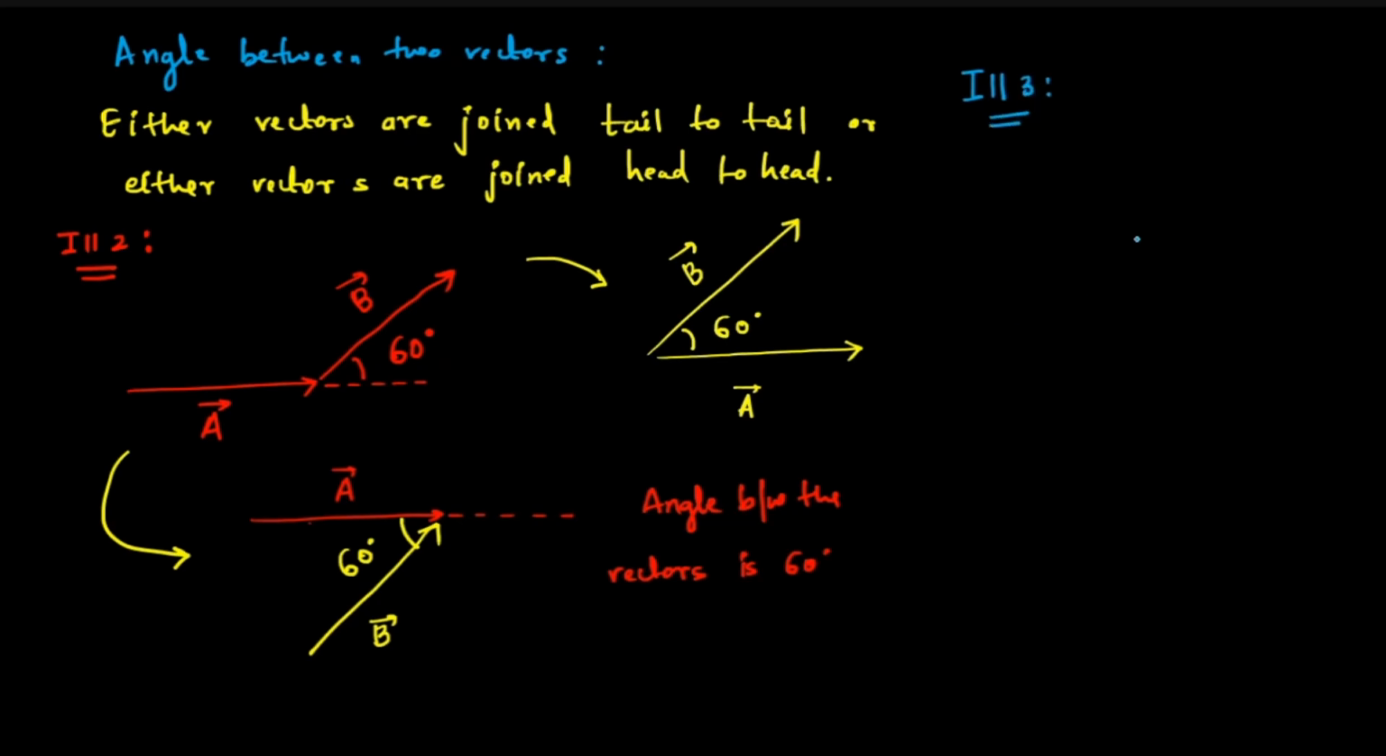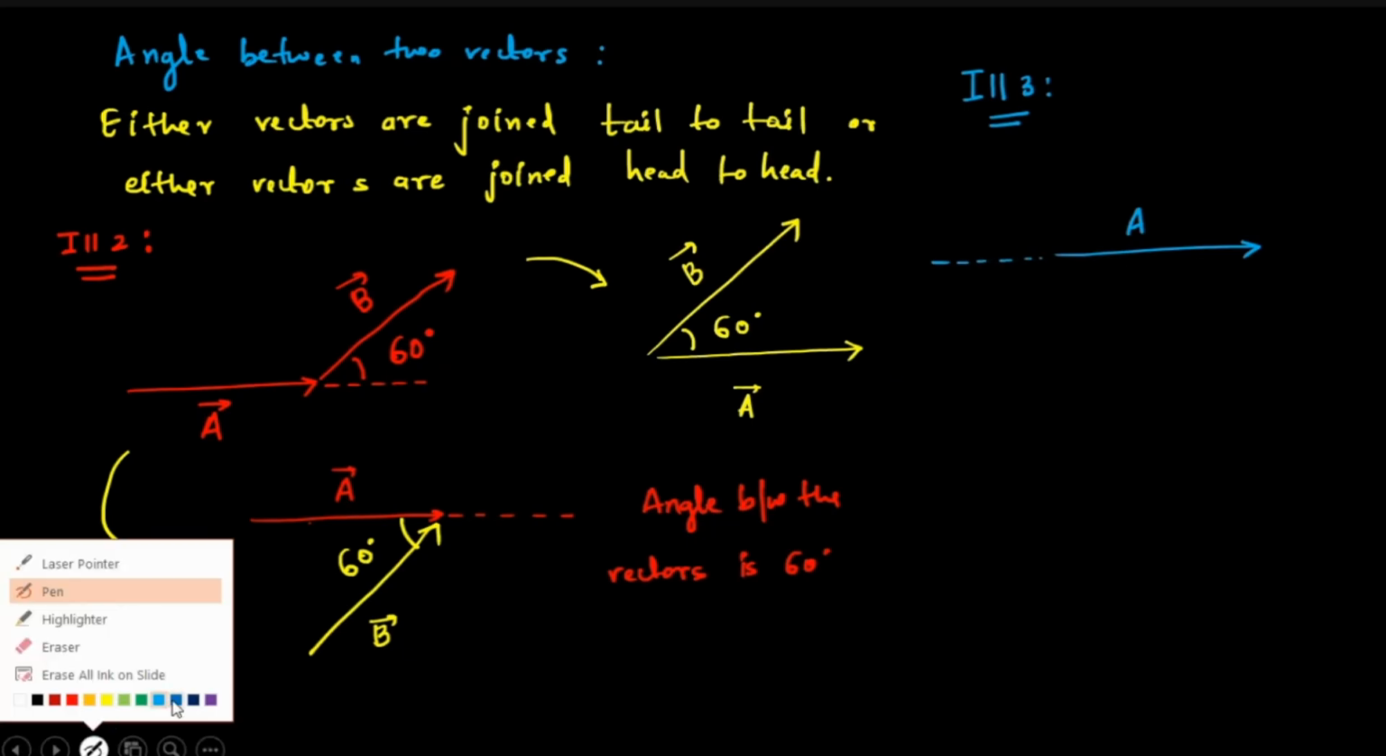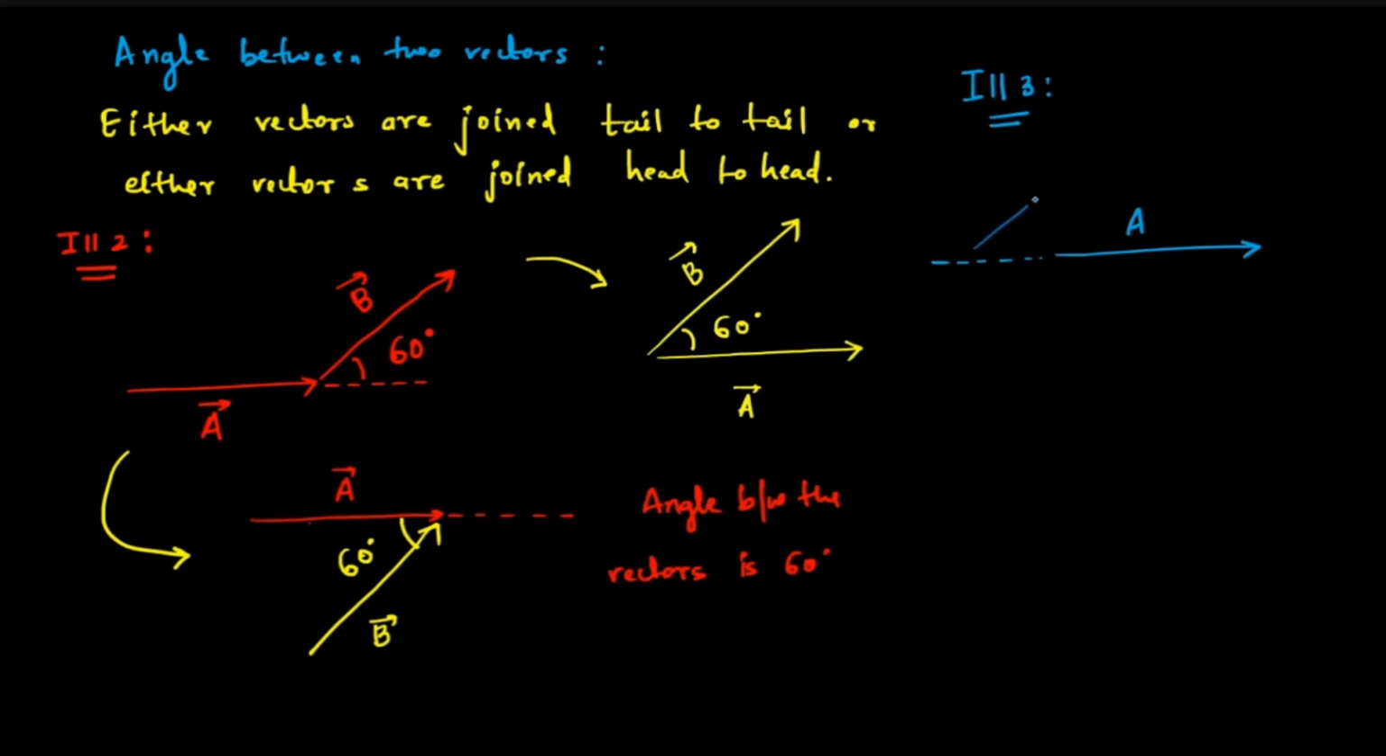Suppose this is one vector A and this is another vector B. This angle is given as 105 degrees. What is the angle between the two vectors? 180 minus 105, correct. It is going to be 75 degrees.